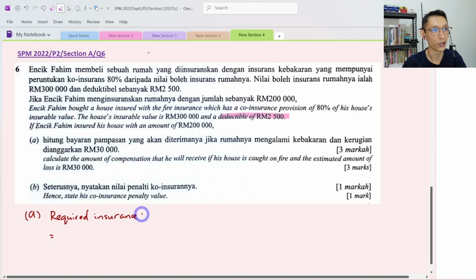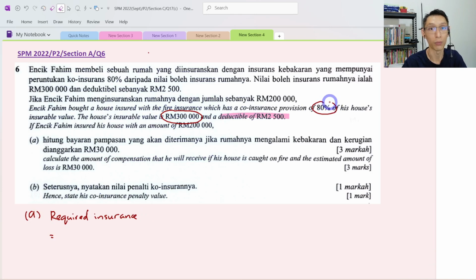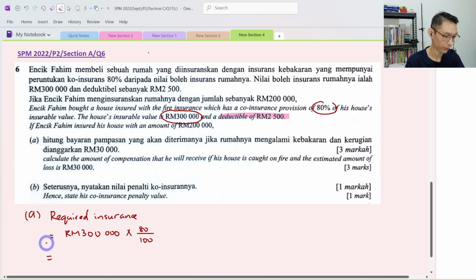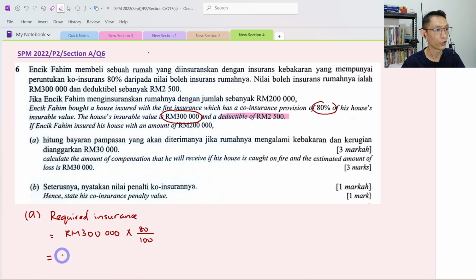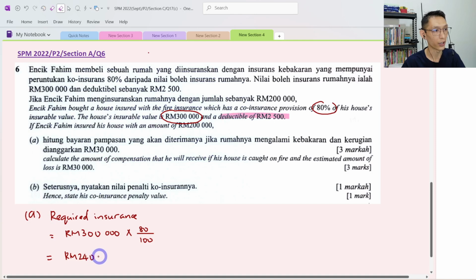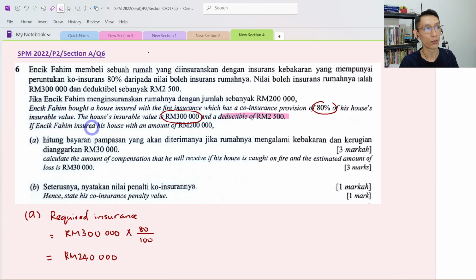How do we calculate the required insurance? We take the insurable value times the percentage given by the question. So you will get 240,000. This is the amount of required insurance. But Injay Fahim only insured his house with the amount of 200,000. So now we can calculate the amount of compensation.